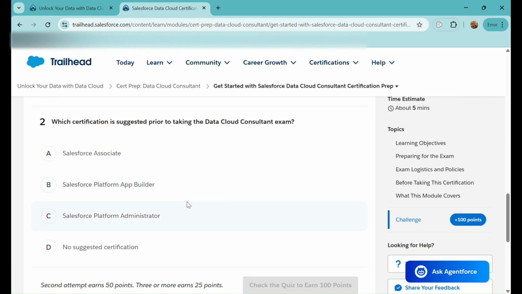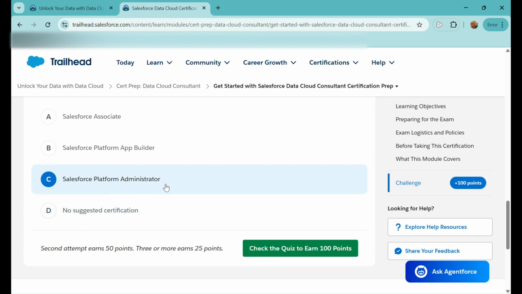Second question is, which certificate is suggested prior to taking the Data Cloud Consultant exam? So there is no 100% surety that you should do this, and there is no compulsion that you should do this certification. But yes, it is recommended that if you do Salesforce Platform Administrator, which used to be known as Salesforce Administrator, that will be helpful for you. So C option should be the correct one.